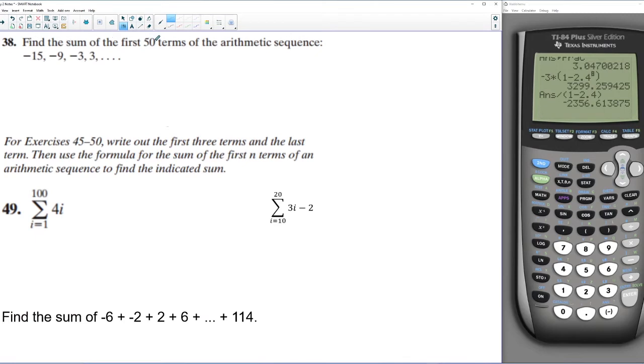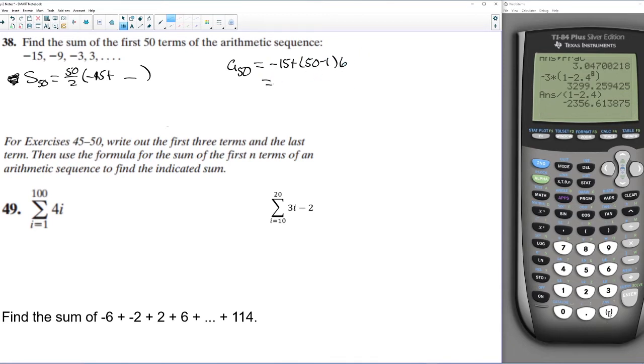Find the sum of the first 50 terms of the arithmetic sequence. We want the sum. S sub 50 is equal to 50 over 2 times negative 15 plus the last term. So we need a sub 50. We're missing this last term here, which is a sub 1 plus 50 minus 1, and then the common difference is 6. Looks like we're adding 6 every time.